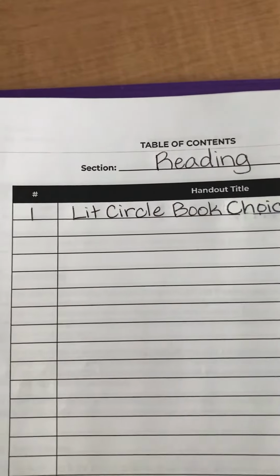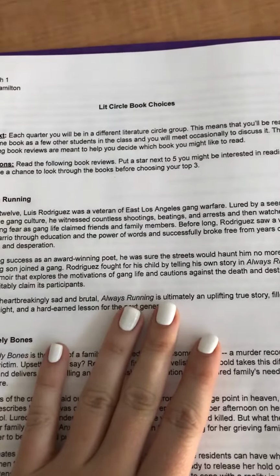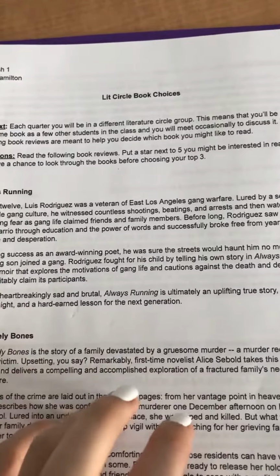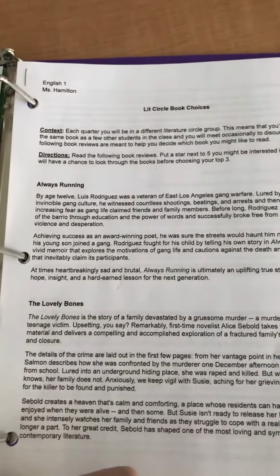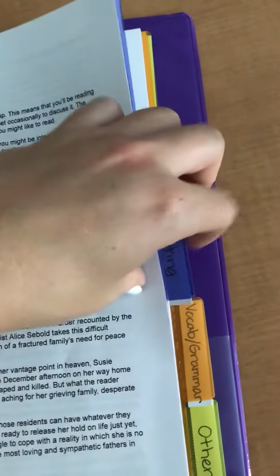In the reading section, make sure that you're adding a table of contents paper with reading at the top, and then number 1, Lit Circle book choices. When you turn the page, your Lit Circle book choices package should be here. So you need to find it from wherever it is in your backpack or a folder. Let's move on to the writing section.